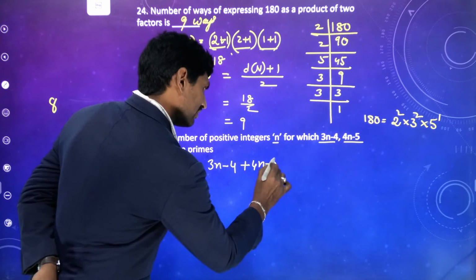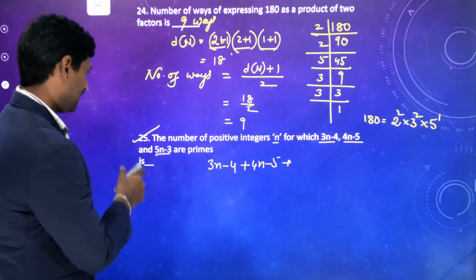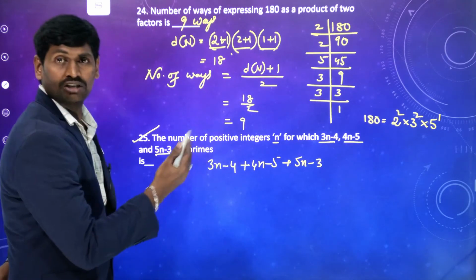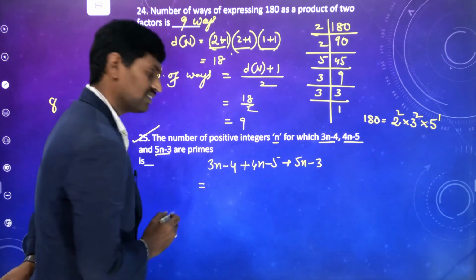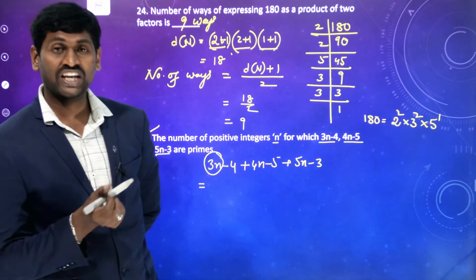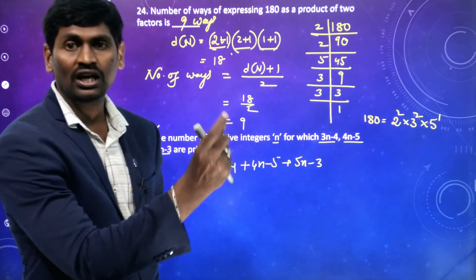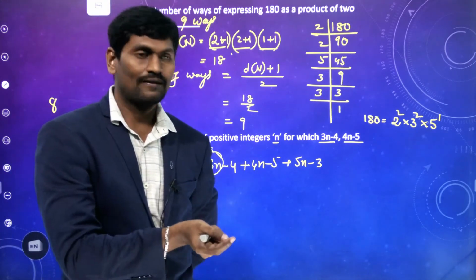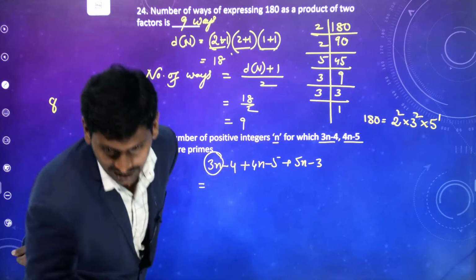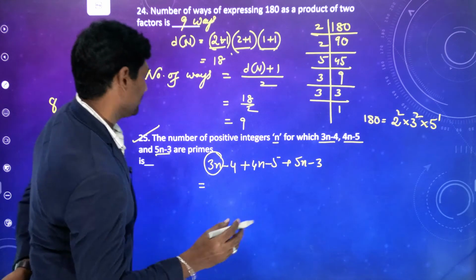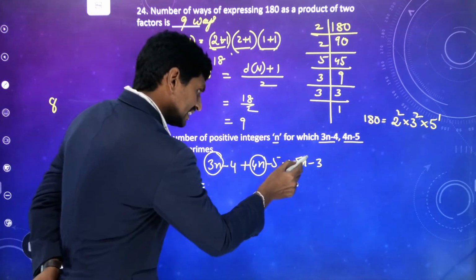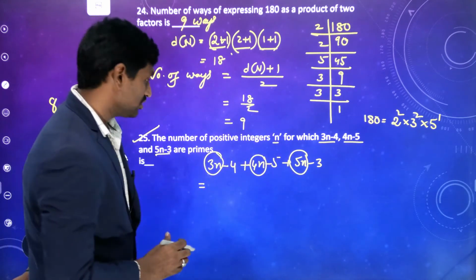4n minus 5, plus third one 5n minus 3. Add all of them. I am just adding the variables first because we cannot add one variable and constant. We should add n terms and numbers separately. So 3n, 4n, 7n, 7n plus 5n, 12n.